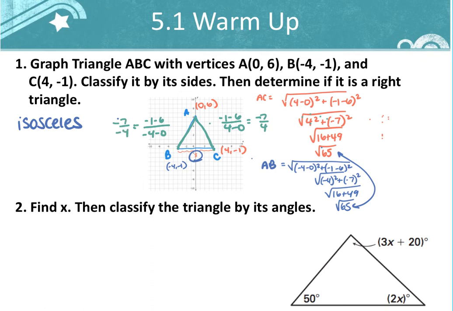Those are opposites but not reciprocals. And then if I were to find the slope of this horizontal line, it would be 0 because horizontal lines have slope that are 0. So this is not a right triangle either.